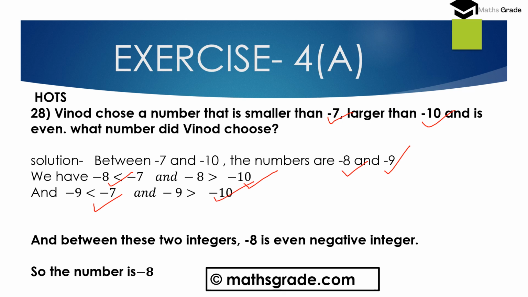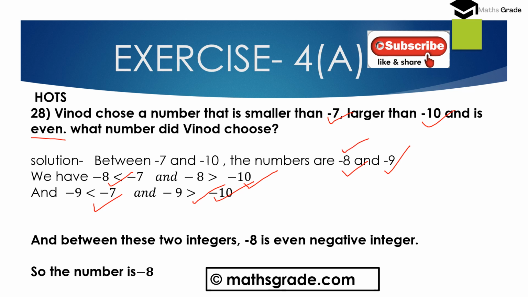We have to find the integer that is smaller than minus 7. Both are smaller than minus 7. Minus 8 is smaller than minus 7 and minus 9 is smaller than minus 7. And the integers larger than minus 10: both minus 8 and minus 9 are greater than minus 10. But the integer must be even. We know between minus 8 and minus 9, 8 is an even number and 9 is an odd number.